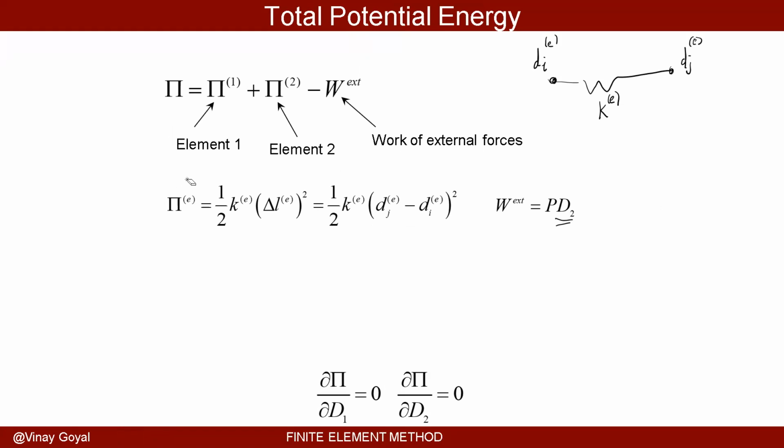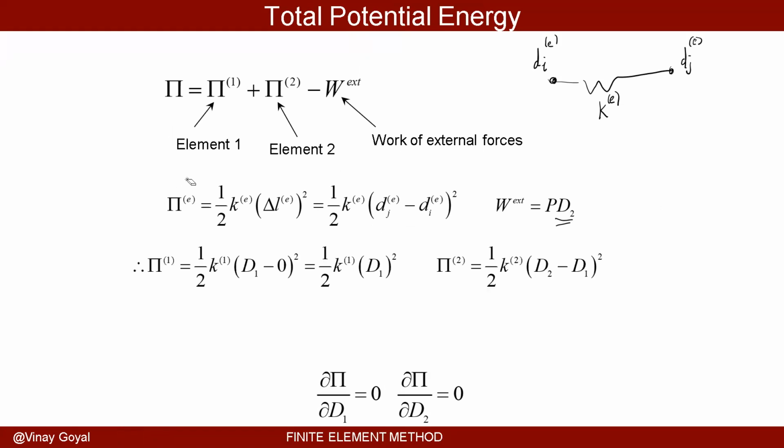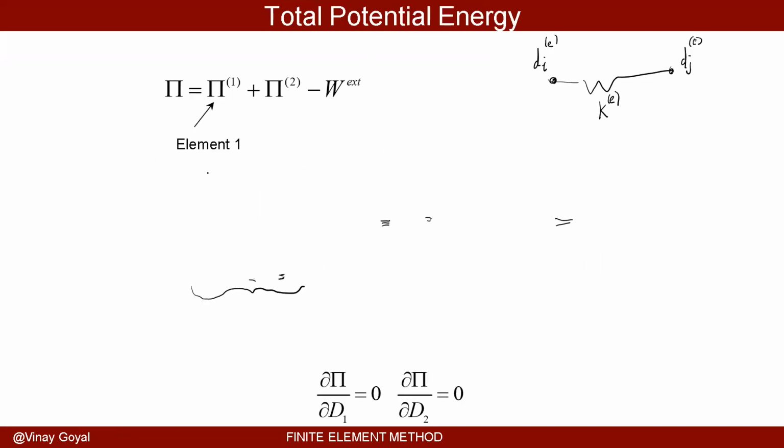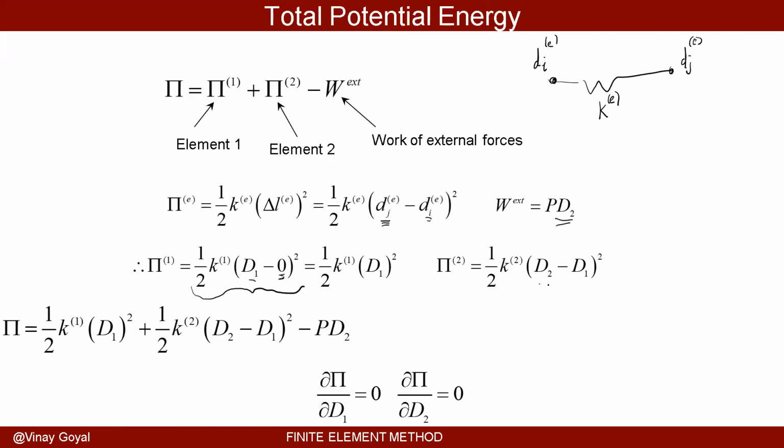And that's the energy of a single element. So for element number one, the global degree of freedom was D1. The local one was 0. For element number one, this is 0 because it's fixed. And then the energy for spring number 2, if you go here, is based on D2 minus D1 squared, which is what you see there.